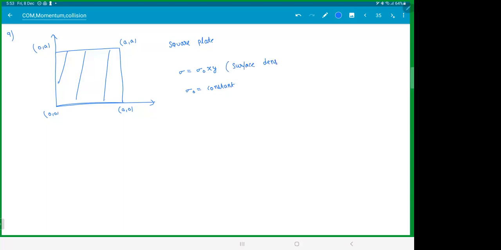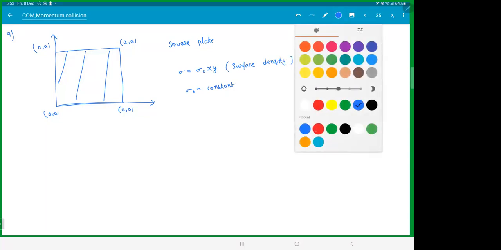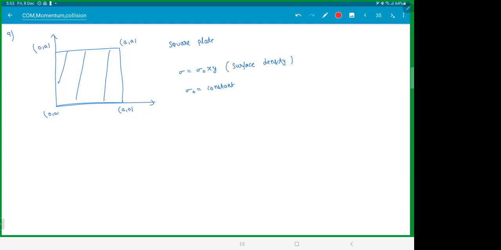Meaning the density at a point depends on the product of the x and y coordinates. The higher the x and y coordinates, the more massive it is. On the x-axis, y is 0, so there is no mass here. But as you go, it becomes heavier, heavier, heavier, and heavier. I hope you're getting how this is. So it's a plate whose mass is changing with x and y. Find the center of mass.